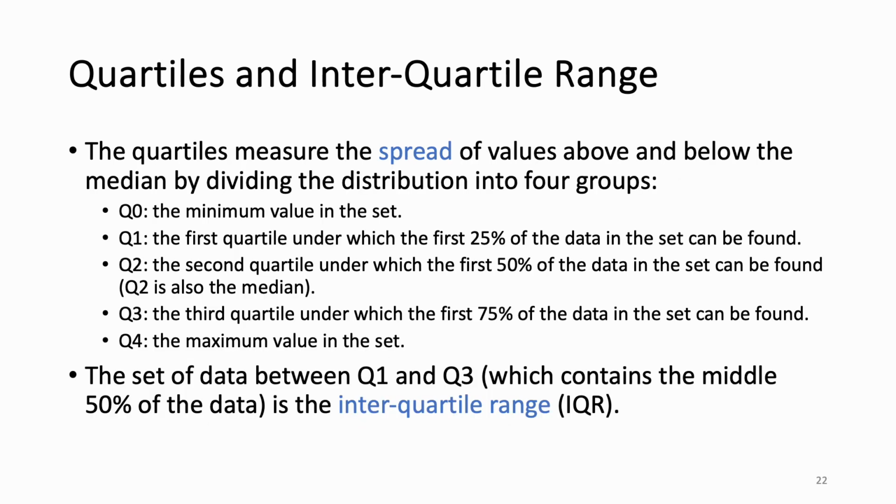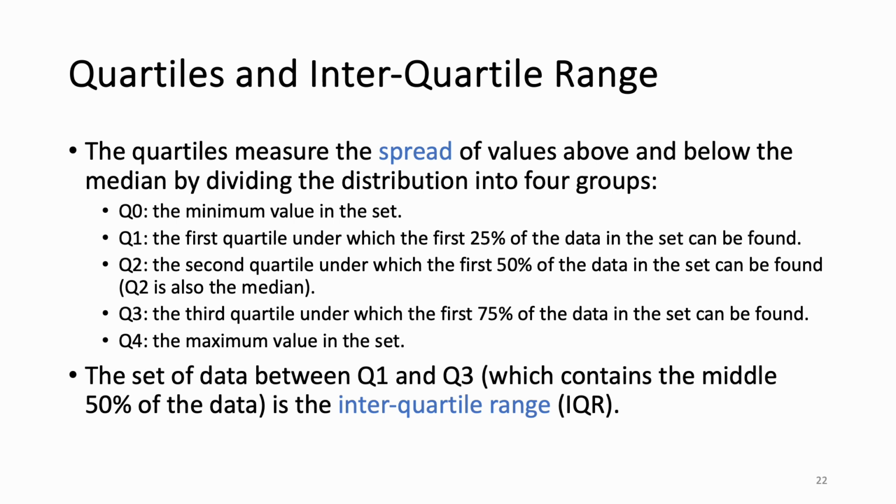Okay, so we have the median as a descriptive statistic to describe the central tendency, and that's good. But we need to complement that with a description of the distribution of the data around the central tendency, and to do that we need to calculate the interquartile range. To understand the interquartile range, we need to talk about quartiles first. The quartiles measure the spread or distribution of the data above and below the median value, and they divide the distribution of the data into 4 groups.